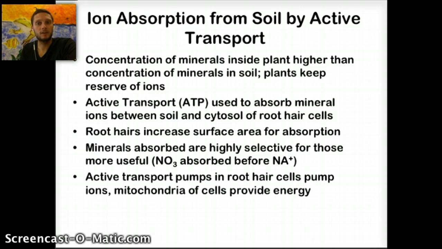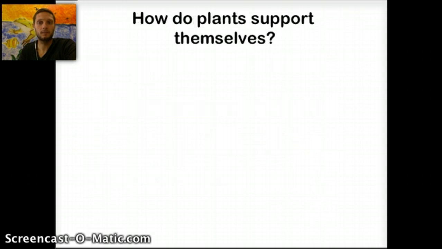Because if it's spending energy to actually absorb the different minerals, it's going to be very selective. So the active transport process pumps in root hairs. The cells pump in ions, and the mitochondria, by producing ATP, provide the energy for this.